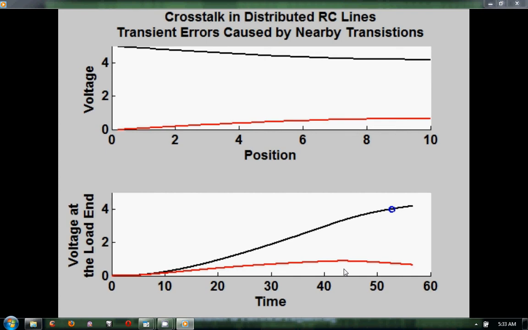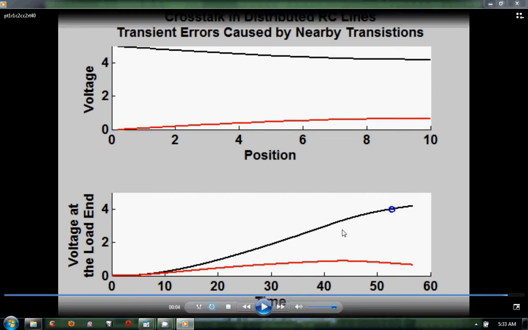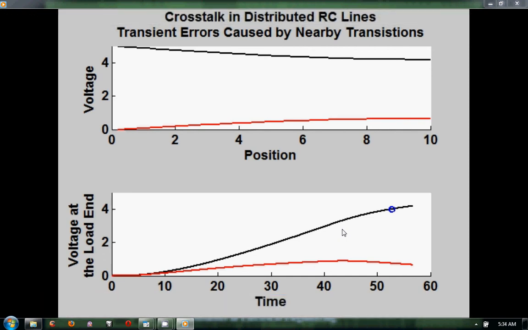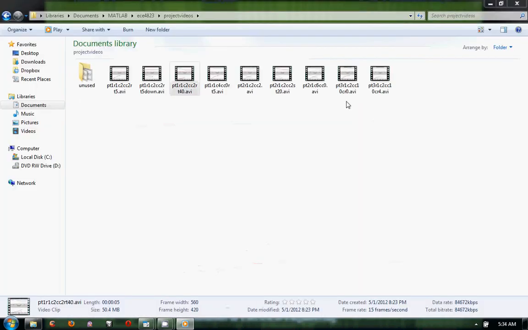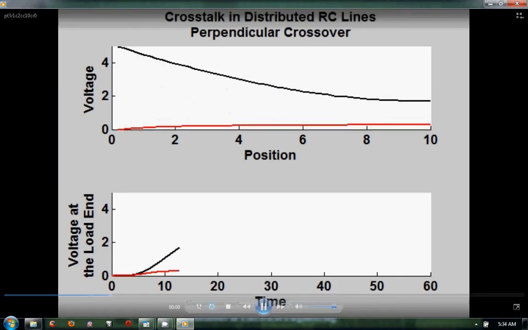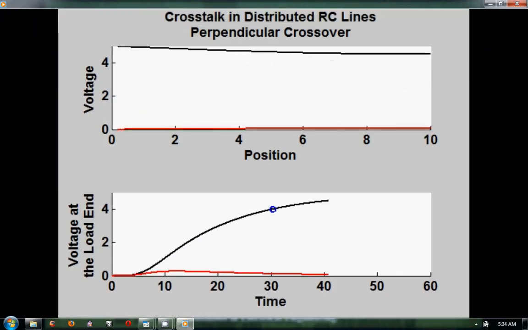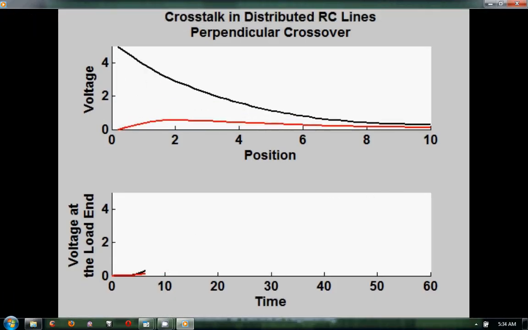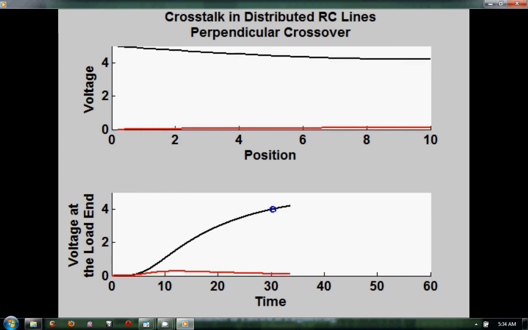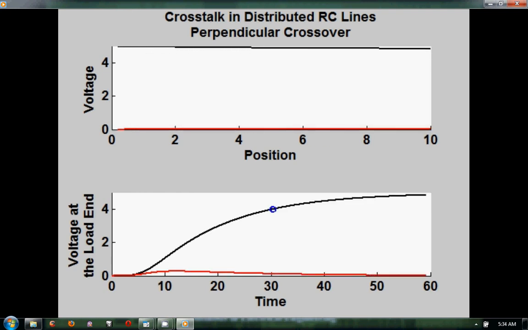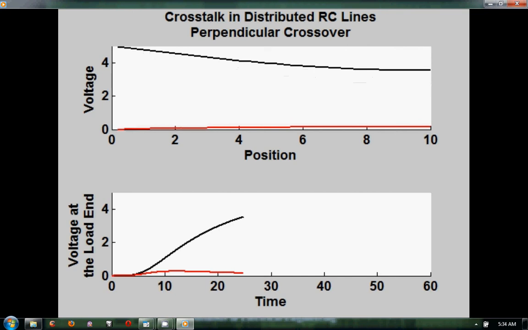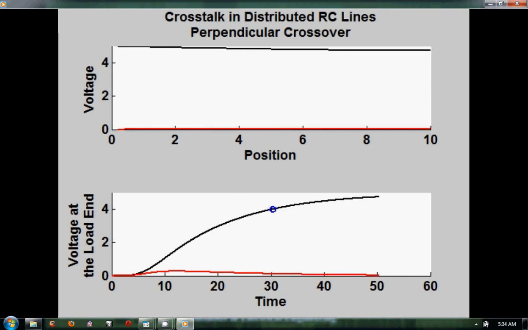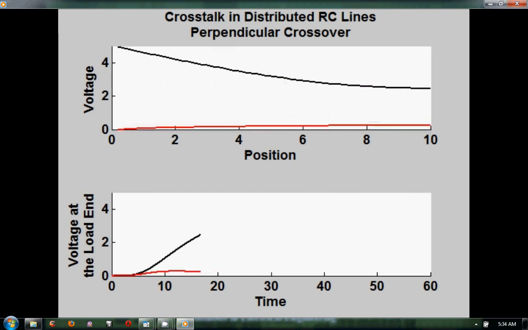Now consider the following. Instead of wires being parallel, what if the wires cross perpendicularly? In this case, only a portion of the wire will be capacitively coupled. For the sake of demonstration, let's let C sub C equal 5 times C. Let's also set the crossover to be near the driving end of both lines. Here, the coupling occurs between positions 0 and 2. The effects of coupling are minimal. The delay in the driven line was hardly increased, and only a small voltage was seen on the undriven line.